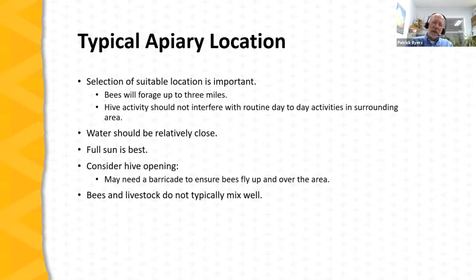Full sun is best. Thinking about the hive opening, particularly in urban settings, it could be helpful to have a barricade that ensures that the bees fly up and over an area. For example, if your bees are close to a property line, perhaps a fence in front of the hive will force the bees to fly up, and they'll gain some altitude before they end up over the neighbor's property. And keep in mind that bees and livestock do not mix. There have been lots of situations where goats or horses or cattle have pushed beehives over. It's best to isolate beehives from areas where livestock are kept.